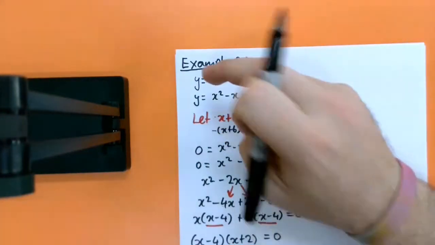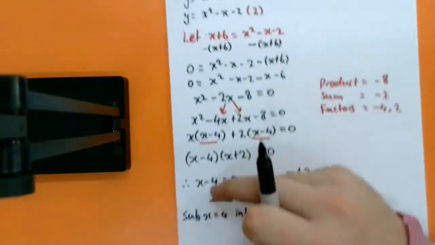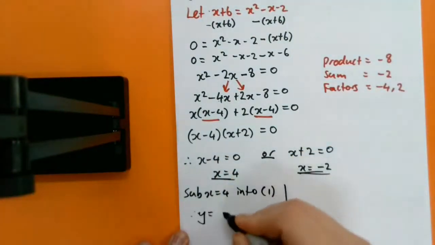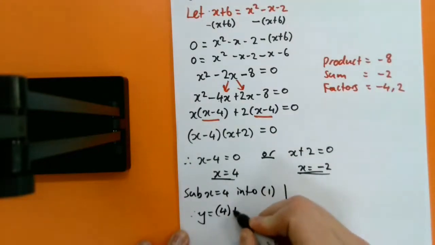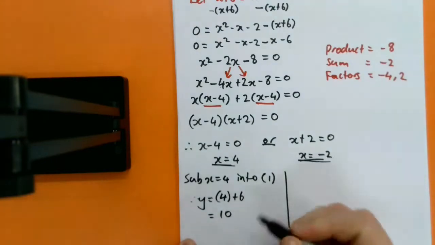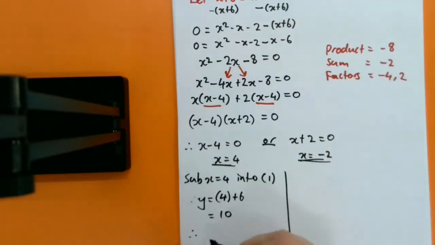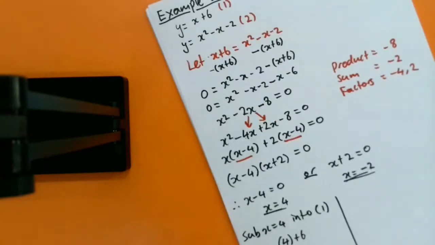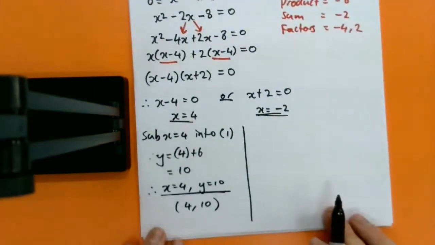So wherever we see an x, we replace it with a 4. For the first equation, we have therefore y is equal to 4 plus 6, which is equal to 10. So therefore our point of intersection occurs at x is equal to 4 and y is equal to 10. 4, 10. That is our solution for our first one.